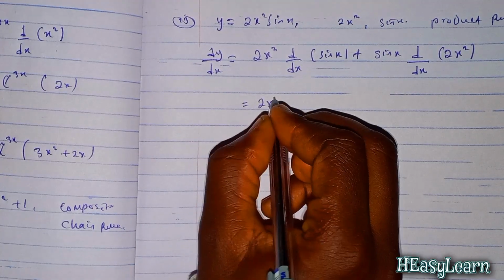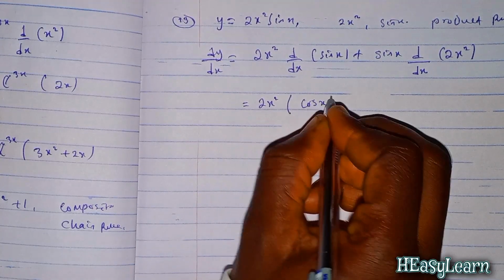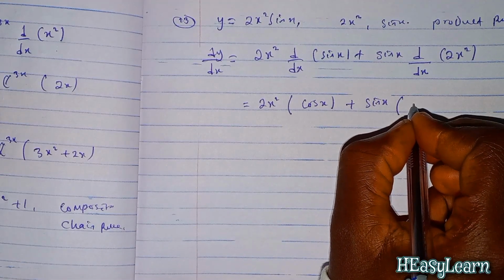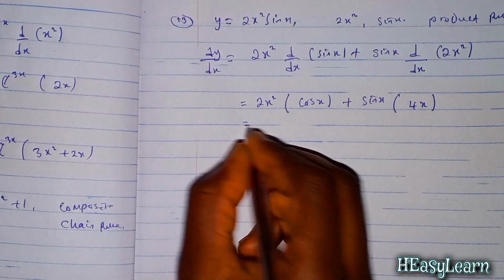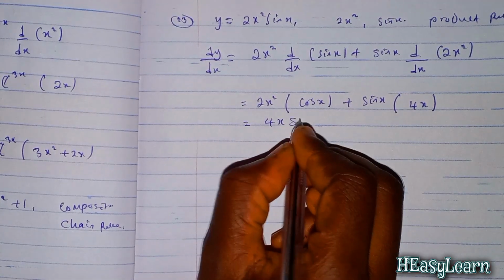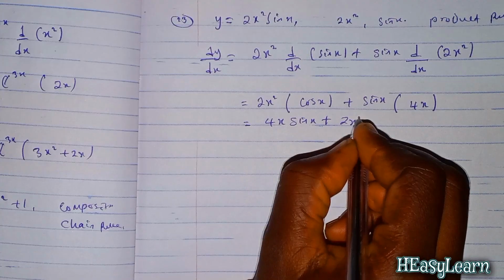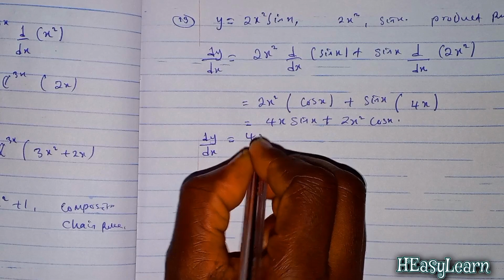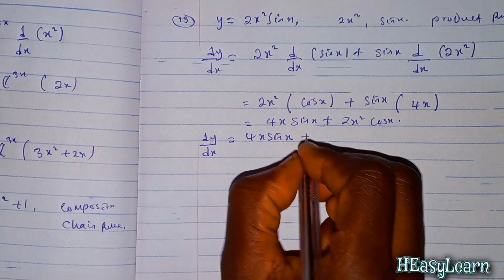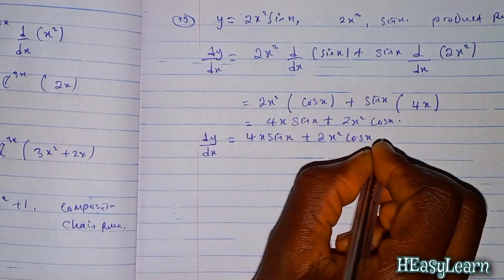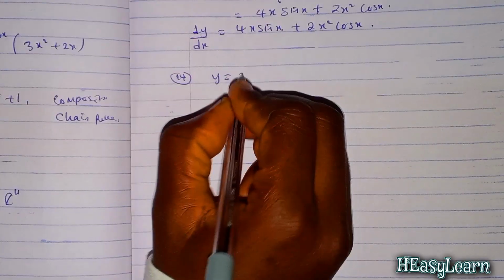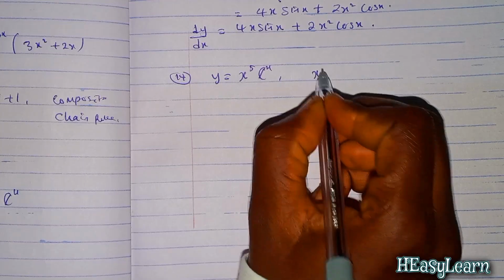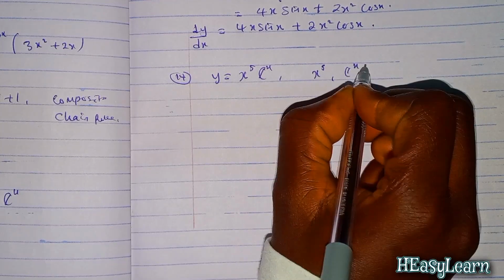This is 2x squared, and the derivative of sine is cos, plus sine x times the derivative of 2x squared, which is 4x. Rearranged, this is the same thing as 4x sine x plus 2x squared cos x. So the derivative of the function using the product rule is 4x sine x plus 2x squared cos x. Let y equal x to the power of 5 exponential x. In this case, this is a product of a polynomial function of degree 5 and an exponential function.